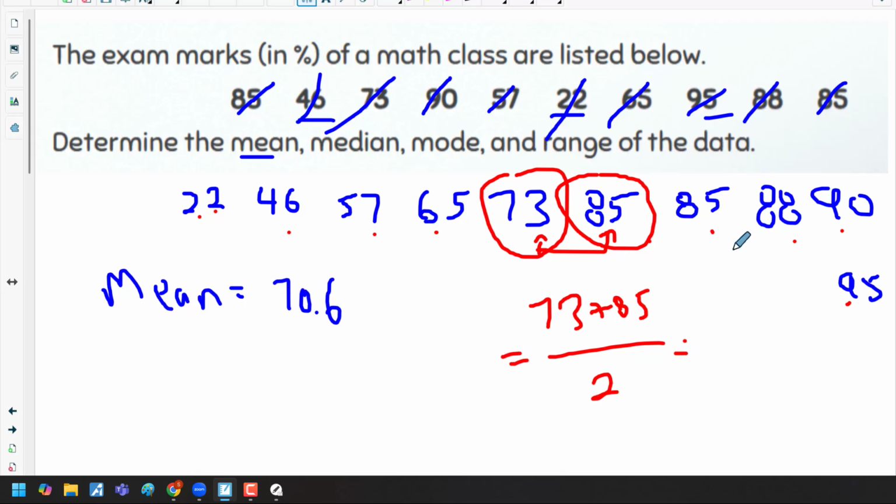Which is what? Let's do it. 73 plus 85 divided by 2 is 79. So the median is 79.